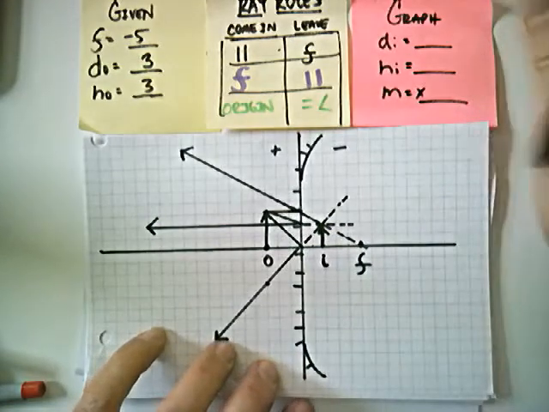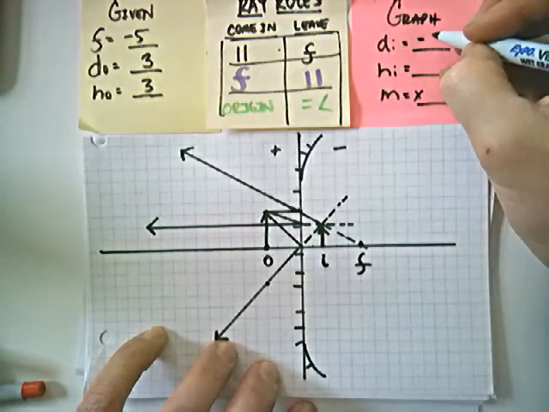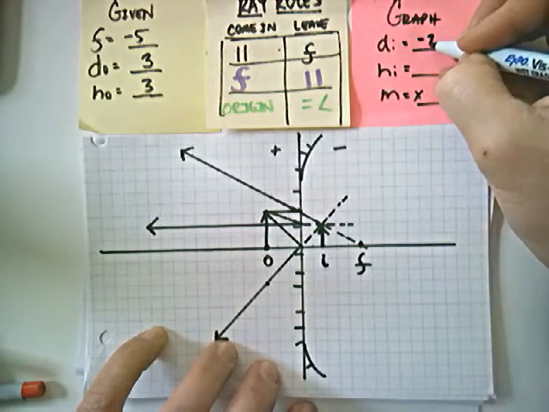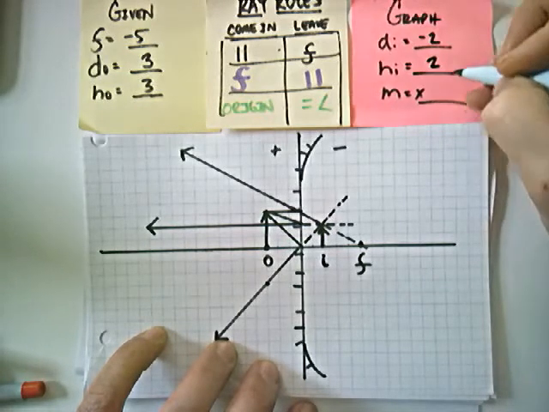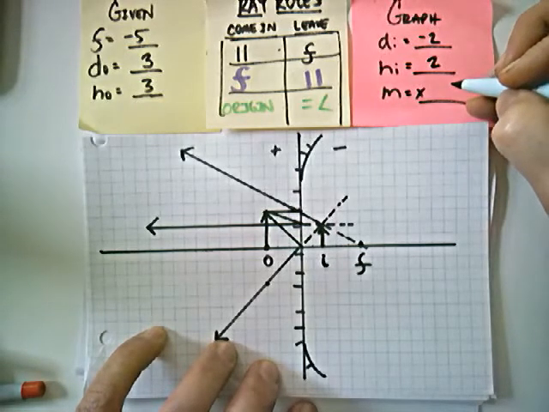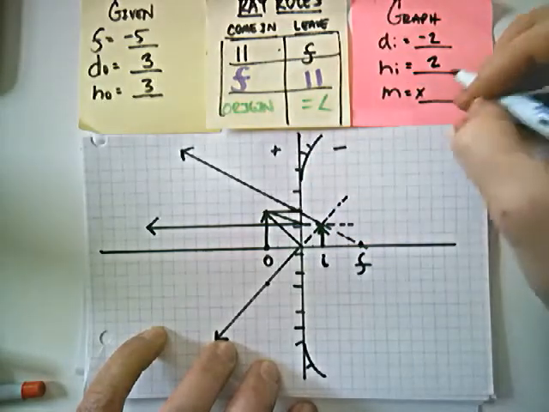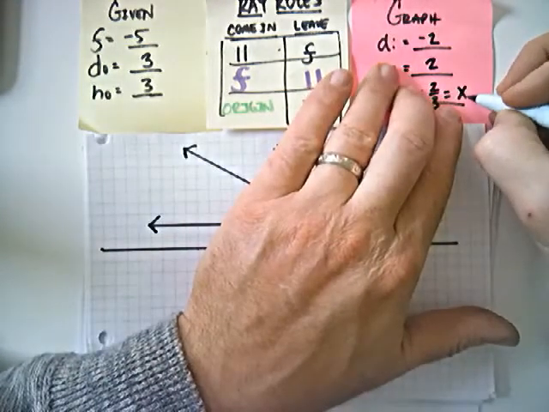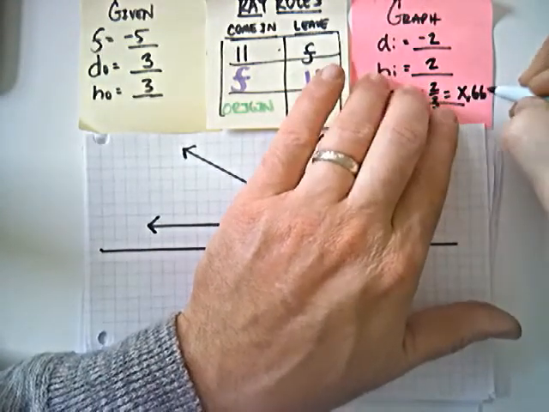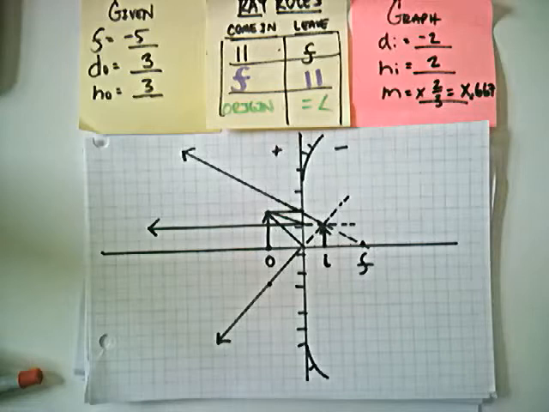Let's count. I'm going to come over, and I'm going to round it up because I don't really feel like messing with decimals. -2. Height, 2. Probably a little bit less. Magnification. Well, that's easy. We'll take this 2 and compare it to this 3. So what would that be? 2/3, which is 0.667. Watch out. Okay, so now we're ready to do our math and see how close we get to these numbers that we just calculated.